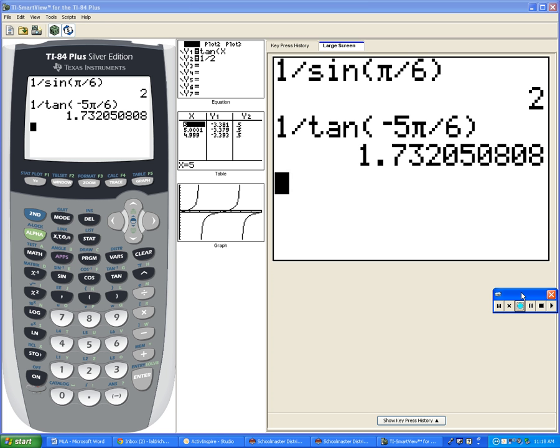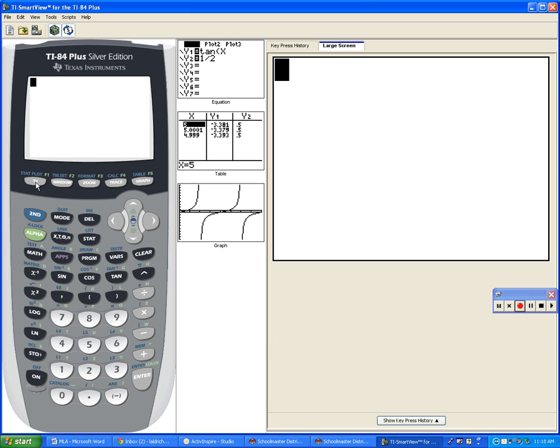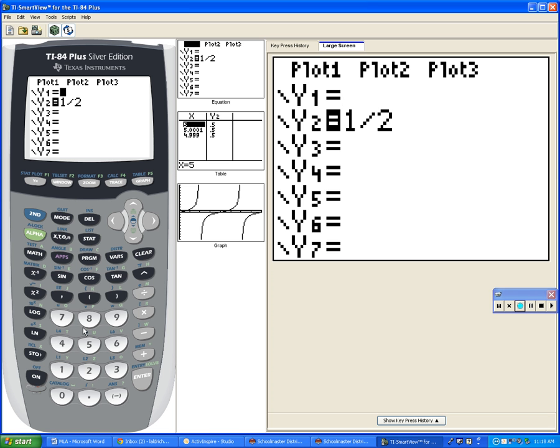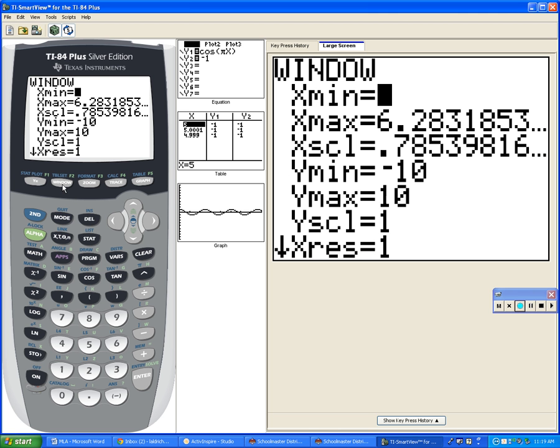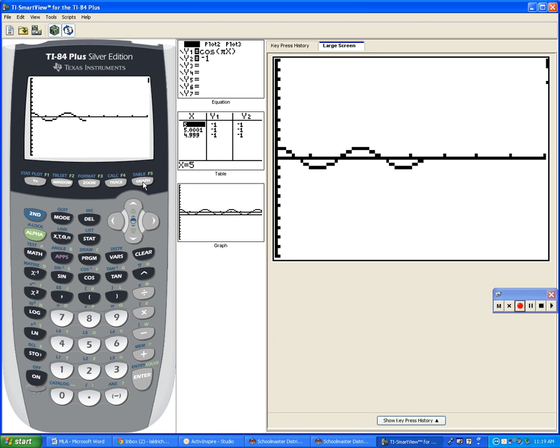All right, number 17. We're solving the equation cosine pi t equals -1. So I'm going to graph cosine pi t, and I'm going to graph -1. And they want this on the interval from 0 to 2 pi, so I'm going to make sure that my thing is between 0 and 2 pi, and it is. So I just need to find out where those two graphs intersect.